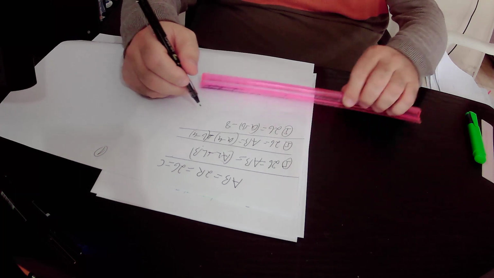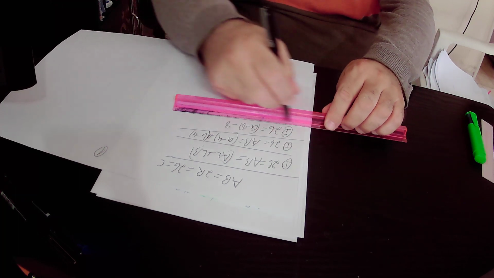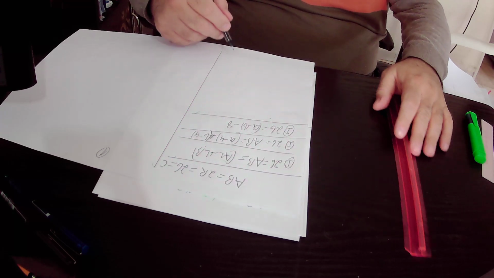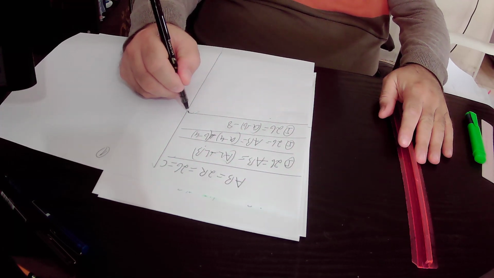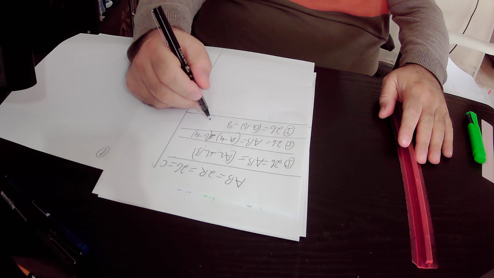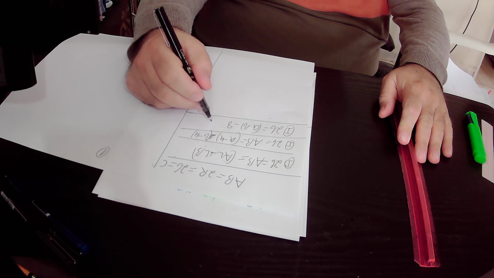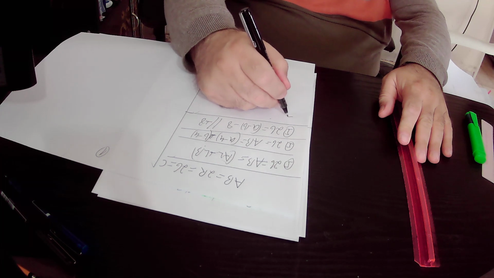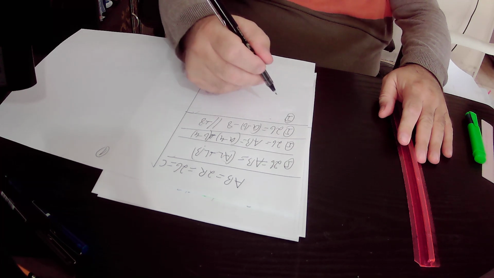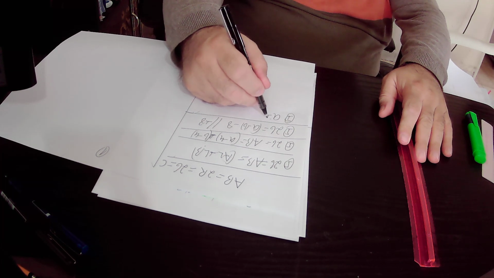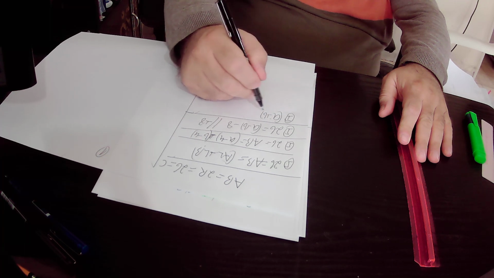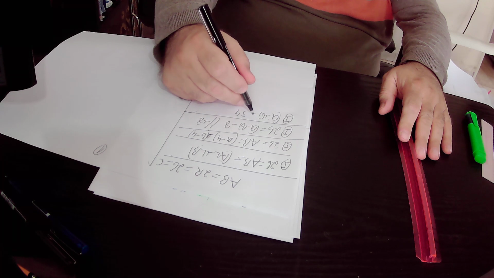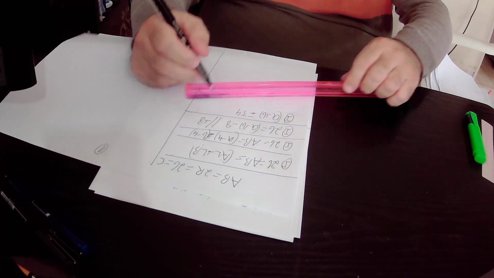So according to equation number 1, 26 equals A plus B minus 8. Here we add 8 to this equation, and we get that A plus B equals 26 plus 8, which is 34. A plus B equals 34.